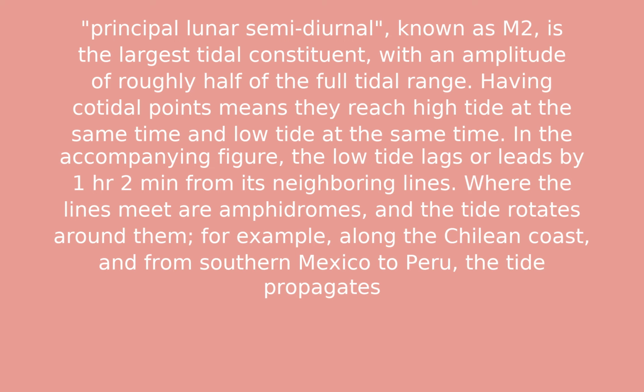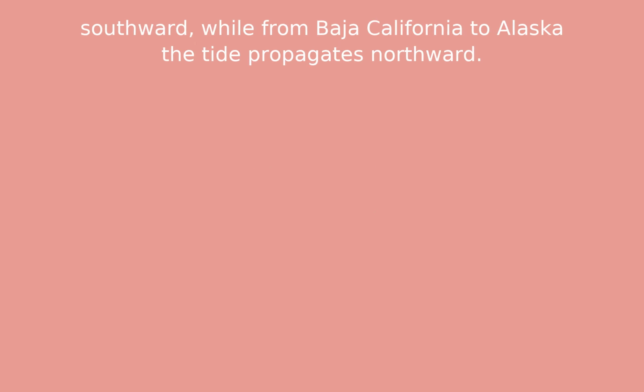In the accompanying figure, the low tide lags or leads by 1 hour 2 minutes from its neighboring lines, where the lines meet amphidromes, and the tide rotates around them. For example, along the Chilean coast, and from southern Mexico to Peru, the tide propagates southward, while from Baja California to Alaska the tide propagates northward.